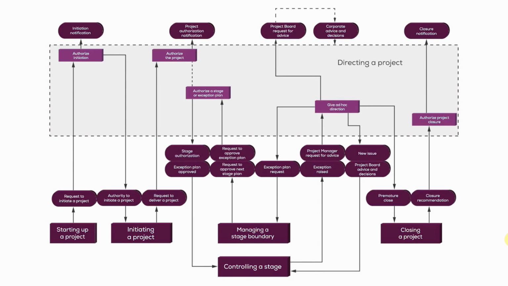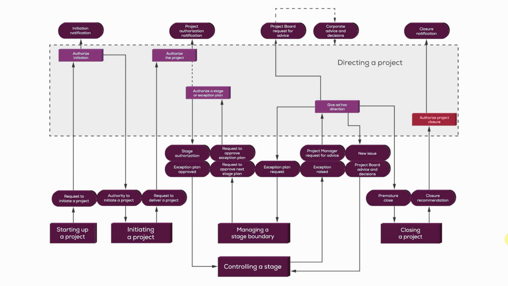And then finally, once all is said and done and the project has run its course, then we would trigger the closing a project process naturally. Again, that natural trigger is not shown coming from the controlling a stage process, but it does exist in the method.